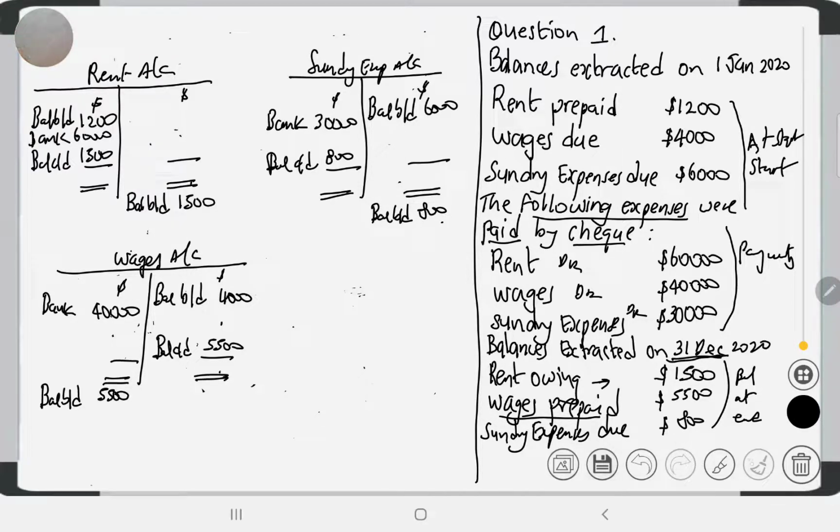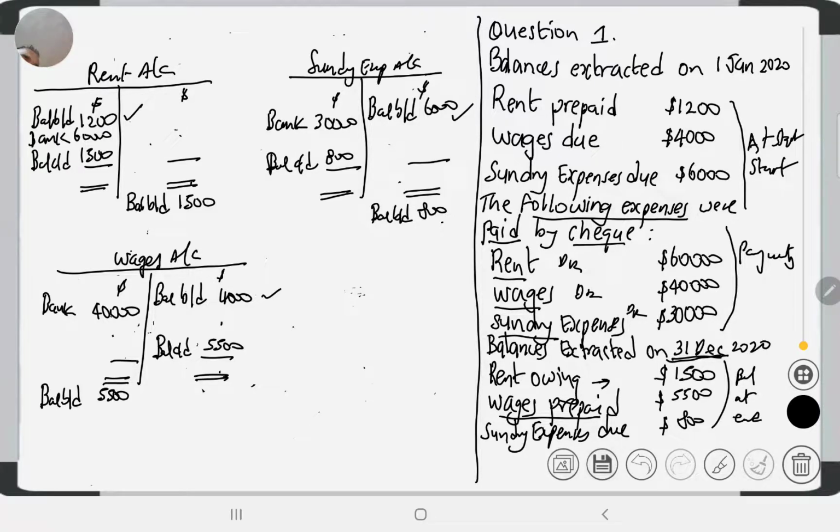So here we are, we have already recorded all balances at the start. All balances at the start will be recorded above the total. Rent prepaid at the start, it will be recorded on the debit side above the total. Wages due at the start, again liabilities, it will be recorded on the credit side above the total. Sundry expenses due, liabilities, again it is at the start, it will be recorded above the total on the credit side, 6,000. Rent, wages and expenses, all these have been paid by check.